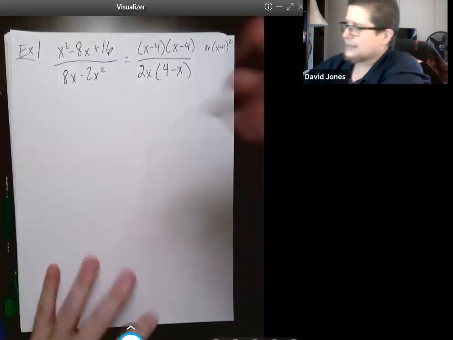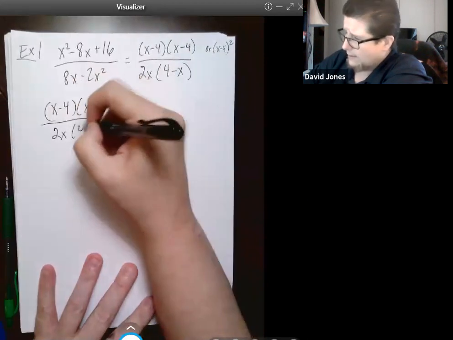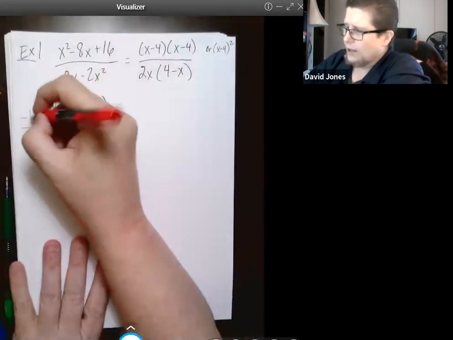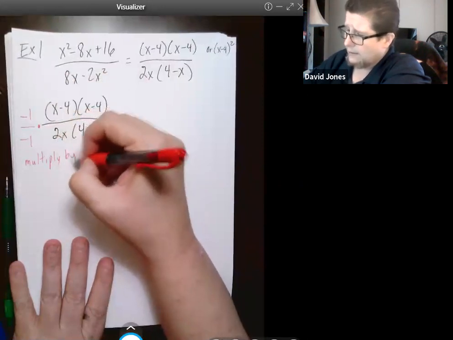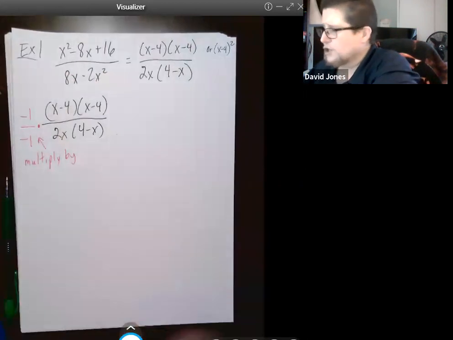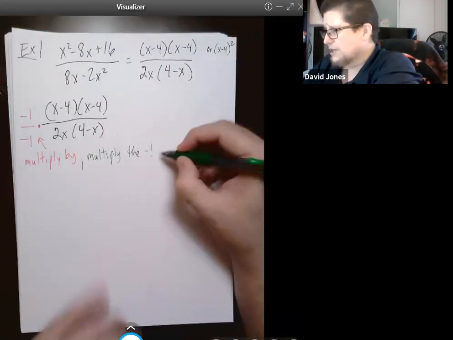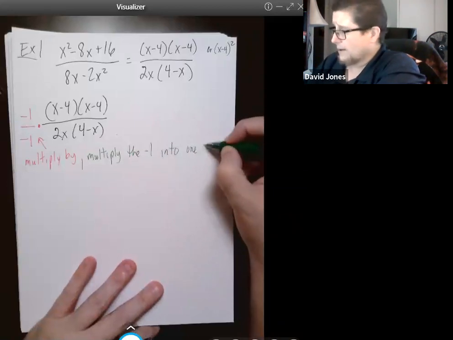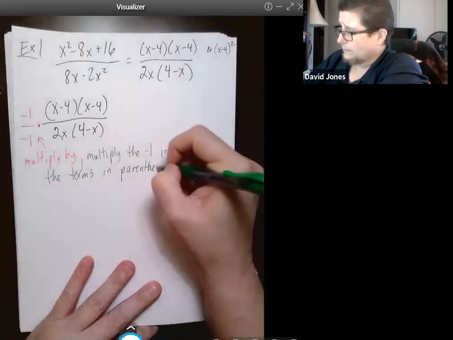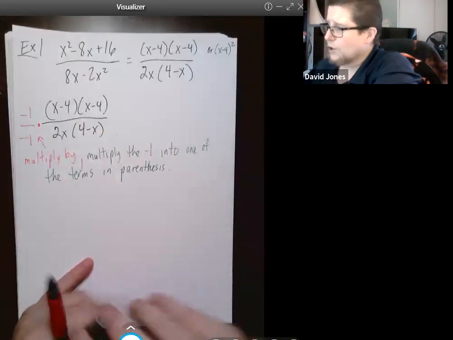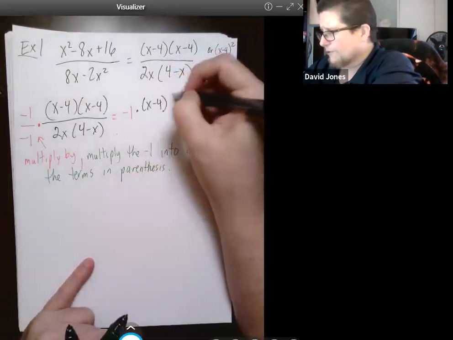Notice this is why we can do it. If I have that, I'm going to recopy that line down, and I multiply this by -1 over -1. So multiply by -1 over -1. And then what we're going to do is multiply the -1 into one of the terms in parentheses. Just do one of them. So I'll do the bottom one. I'm going to leave the -1 out front. And then I've got times x minus 4 over x minus 4.